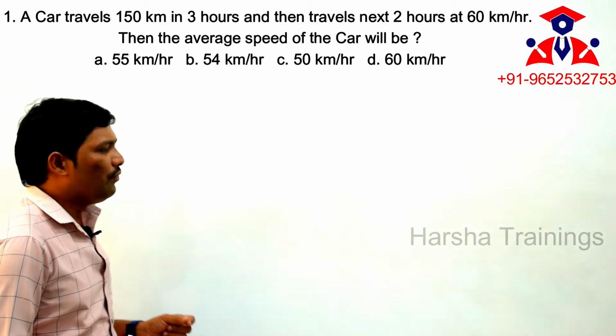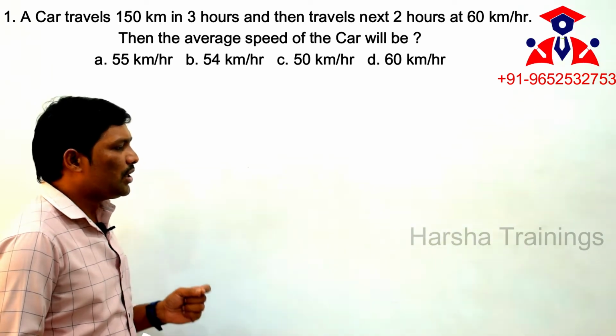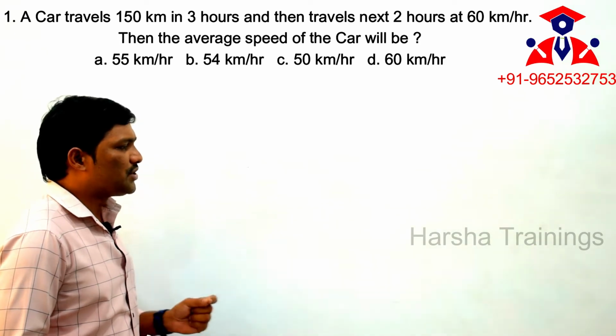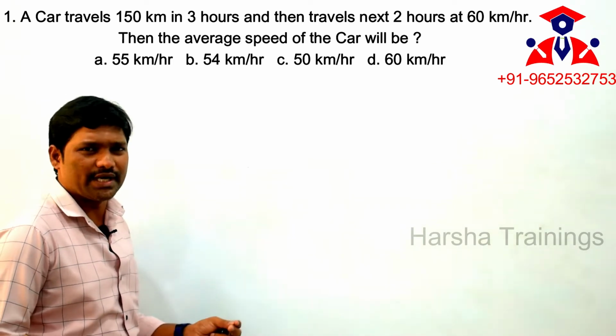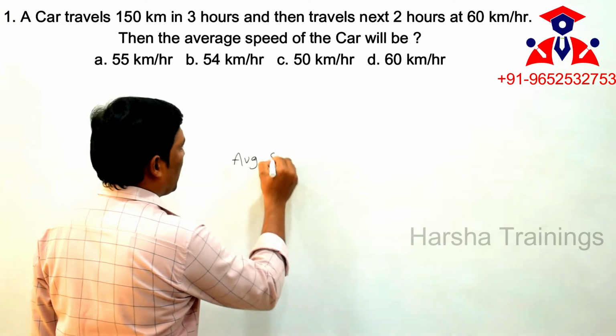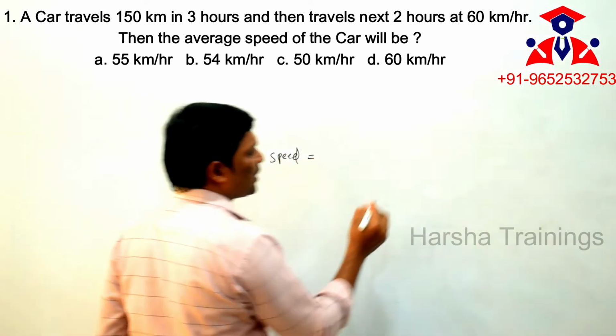So coming to the first question, guys. A car travels 150 kilometers in 3 hours and then travels next 2 hours at 60 kilometer per hour. Then the average speed of the car will be. Okay, I think very dead easy question, guys. So find out the average speed.